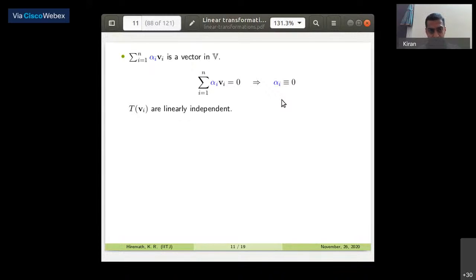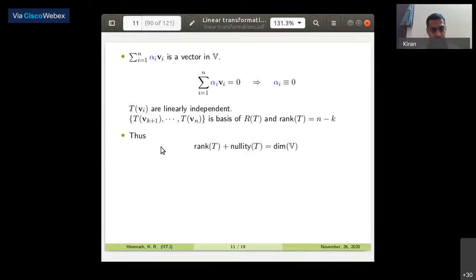They span the range of T. It means they are a basis of range of T. And how many of these elements are there? These are n minus k. And that proves the rank nullity theorem.